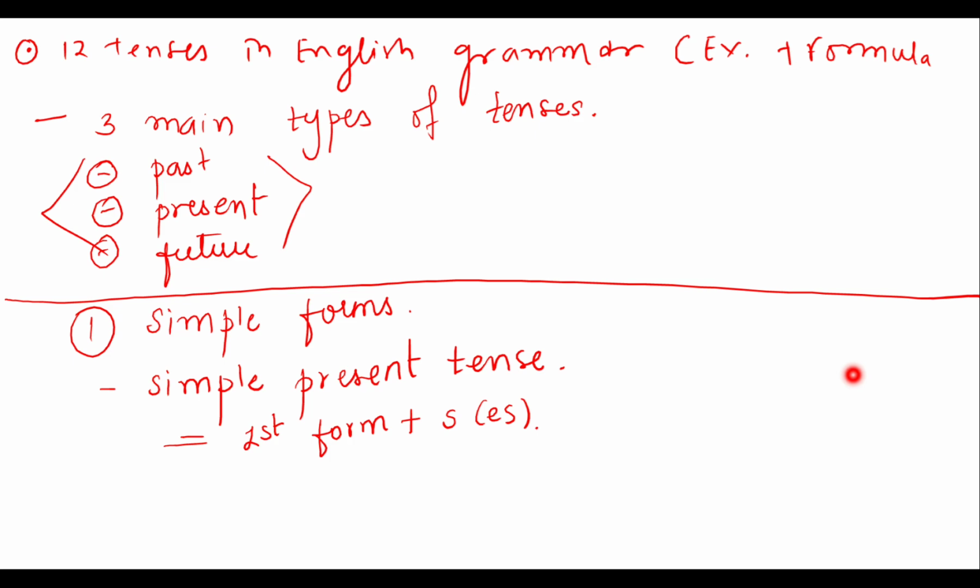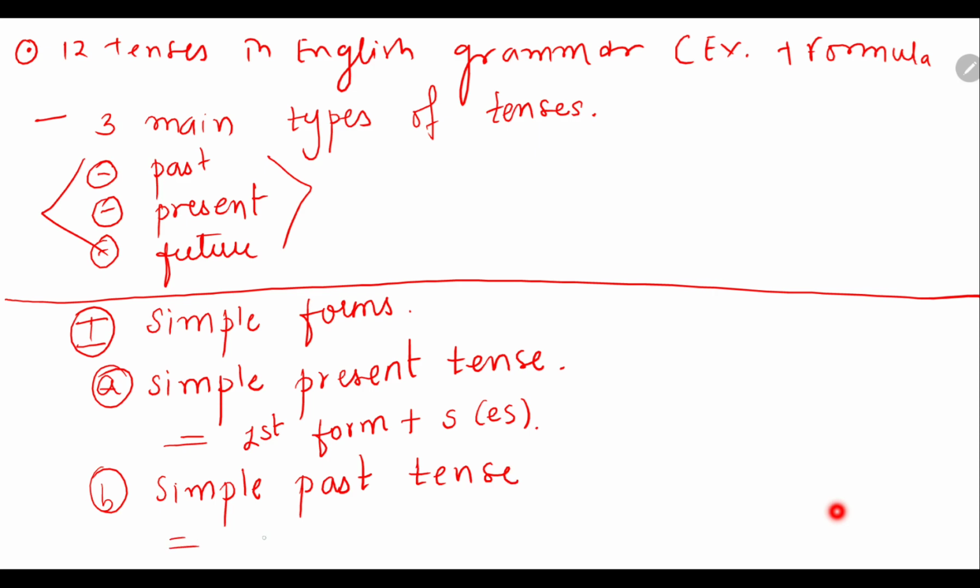Okay, so the second, this was the first one, right? Simple forms is the first type in which we are discussing the first one, that was simple present tense. That is, here first form of the verb is used plus s or es. The second type in simple form is simple past tense. In simple past tense you have to use the second form of the verb. Okay, in simple present tense the first form plus s or es. In the second we have used the simple past tense, second form of the verb.